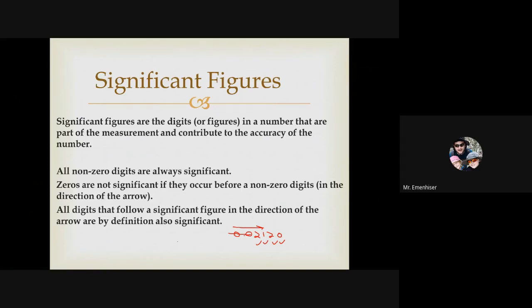So I've had 2200. Let's add a 0 and a 3 here. So this is 302,000. With no decimal, we would read it that way. So we're moving along, we're swimming. We swim through the zeros, they don't count. We count this 2. All right, read what this says again. All digits that follow a significant figure in the direction of the arrow are by definition also significant. So if we count that 2, we have to count everything that follows in the direction of that arrow. So that would be 4 significant figures.